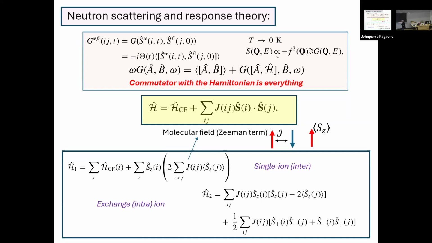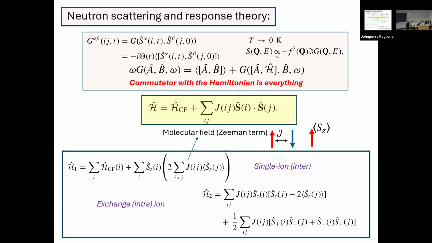With neutrons, and I don't have time to explain this, so you can take my word for it at the moment, the cross-section is proportional to the susceptibility. It's the imaginary part of the susceptibility. So it has a nice link with what you would measure with the susceptometer. Mathematically, a nice way to cast this problem is in terms of Green's functions. And the added value of going to Green's functions is that you can solve for it just by looking at the commutator with the Hamiltonian.